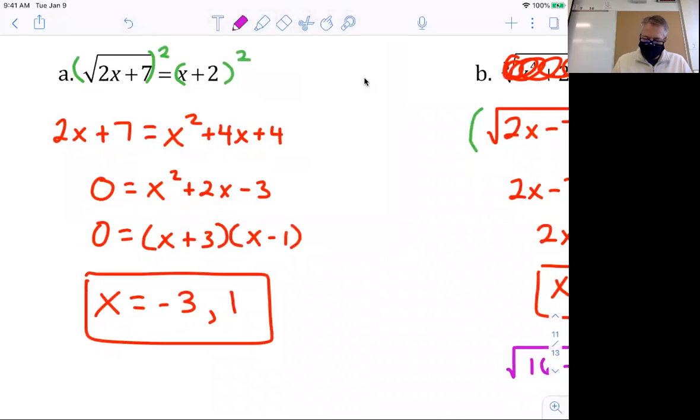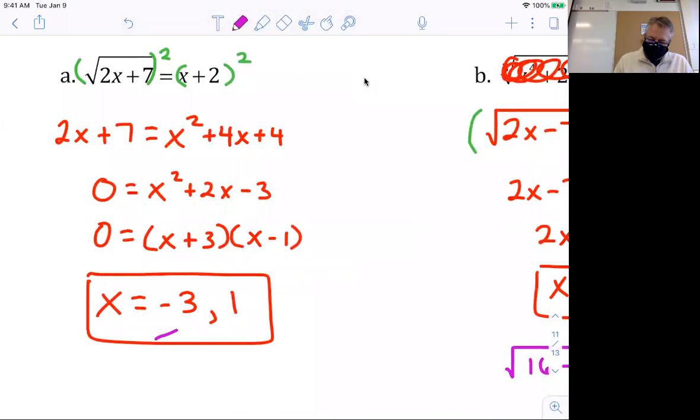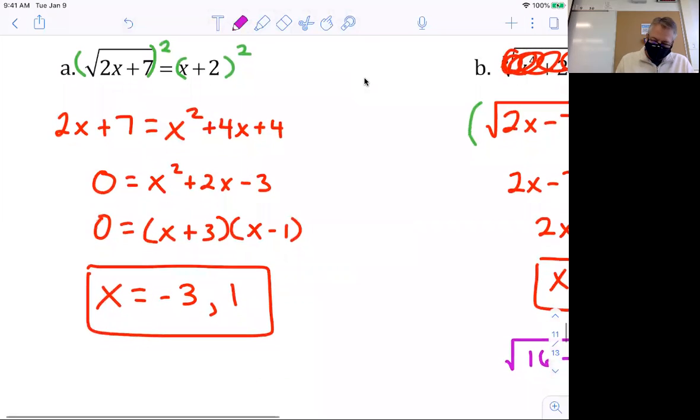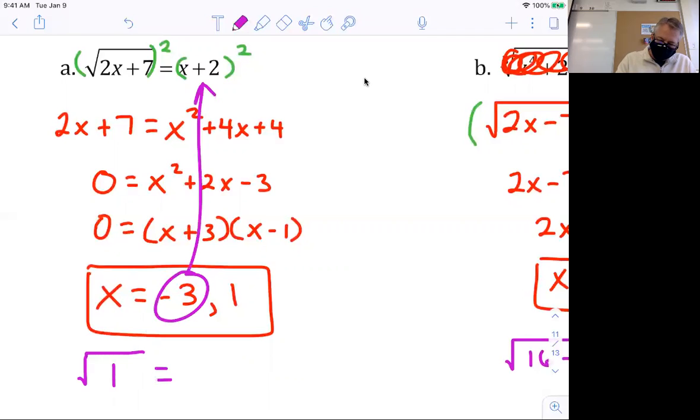Let me show you what I mean by that. I'm going to take negative 3 and plug it in here. And so I get the square root of 2 times negative 3 is negative 6, plus 1 or plus 7 is 1. So that's on the left side. And if I take negative 3 and plug it into the right side, negative 3 plus 2 is negative 1.